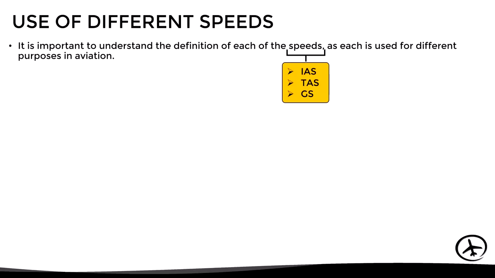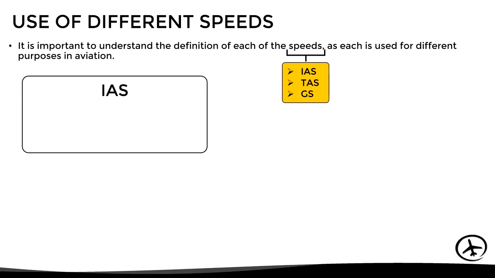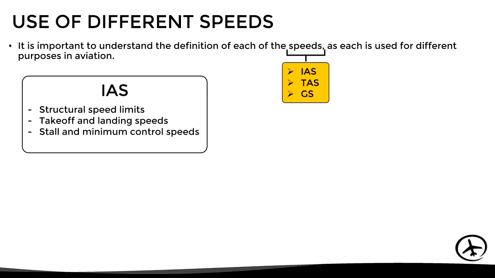Let's look at some practical applications of these speeds. We know that the indicated airspeed depends directly on the dynamic pressure. Therefore, it is useful to establish structural speed limitations, takeoff and landing speeds, stall speeds, and some performance-related speeds, such as the best glide speed, Vx and Vy.